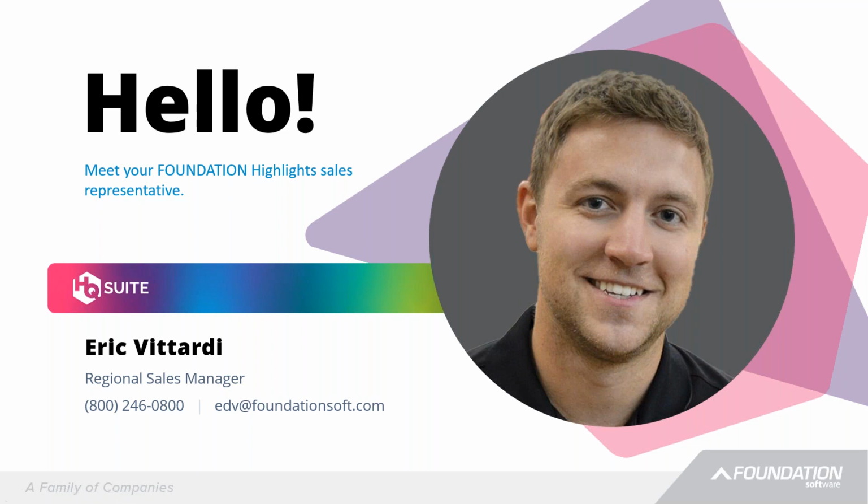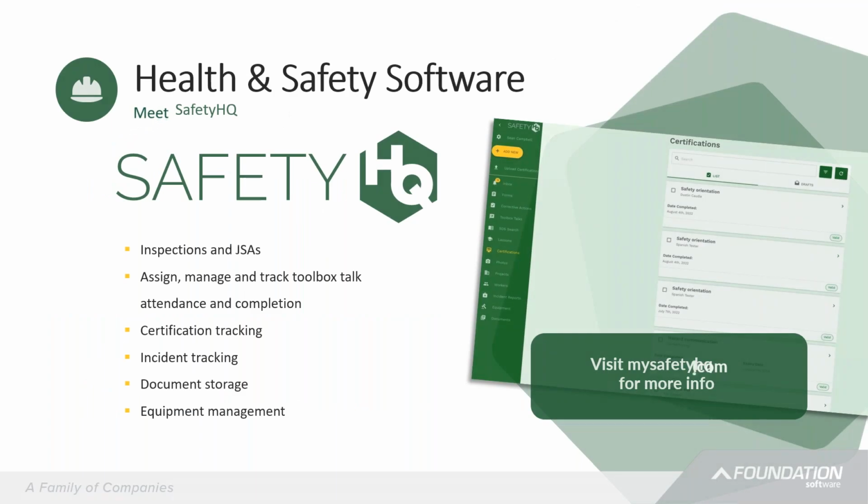But what's most important today is some of the content that we're going to be reviewing, right? What you all came here today to see is a little more about some best practices and the feature set related to SafetyHQ. SafetyHQ's got quite a bit. There's a bunch that we can do as far as inspections, JHAs, JSAs, toolbox talks, certification tracking management, incident tracking, document storage, equipment management, and a whole lot more.